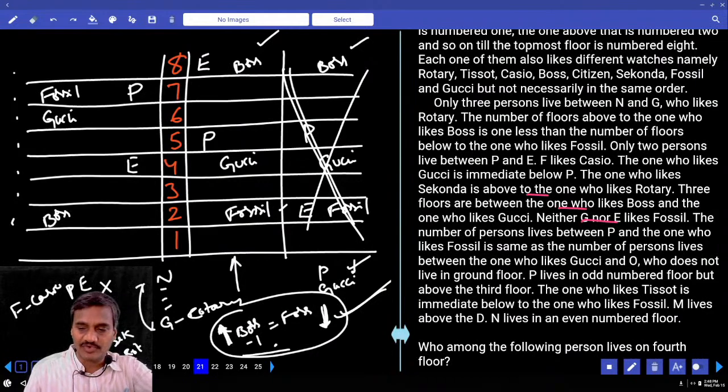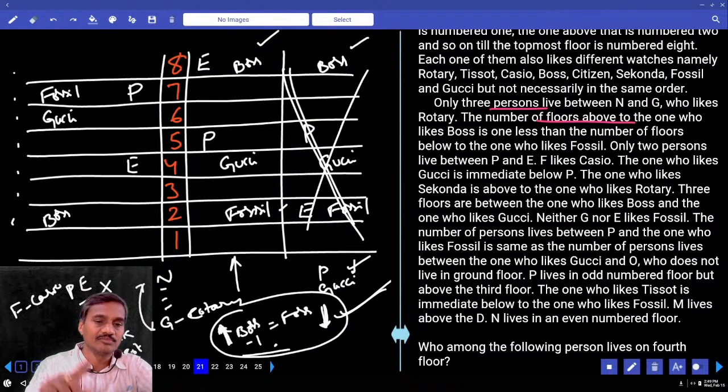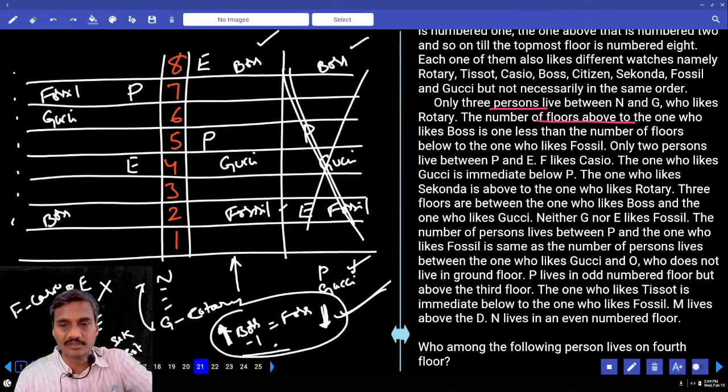Now number of floors. Now only 3 persons live between N and G. Between N and G there should be 3 floors. G likes Rotary. The number of floors above Boss is 1 lesser than the number below Fossil. Below Fossil there is 1, above Boss there is 0. Then that is done.